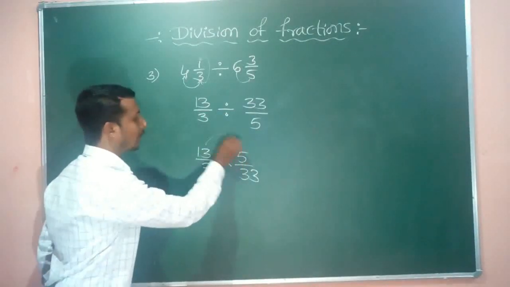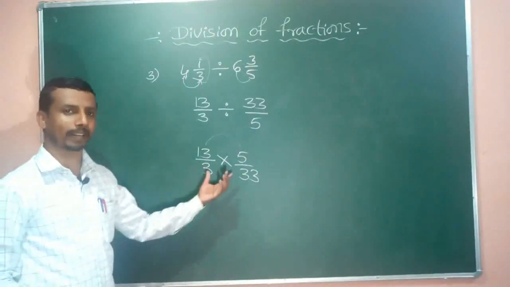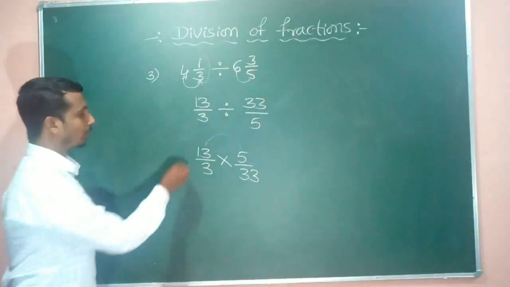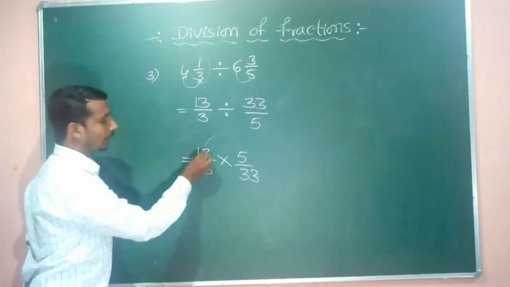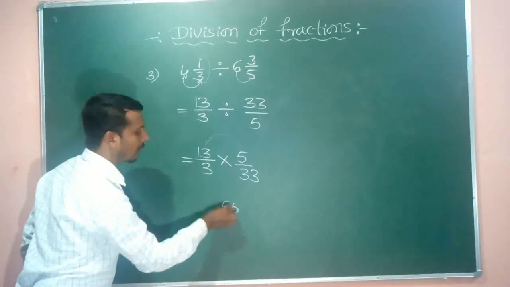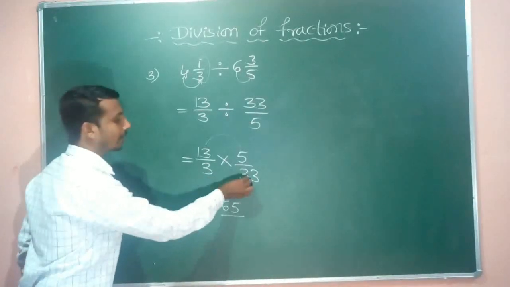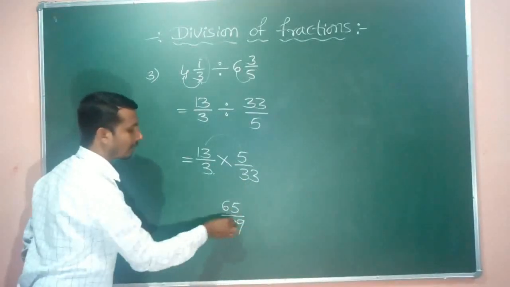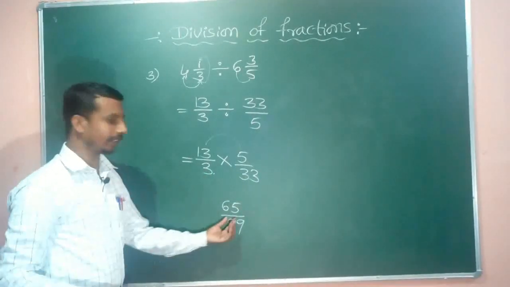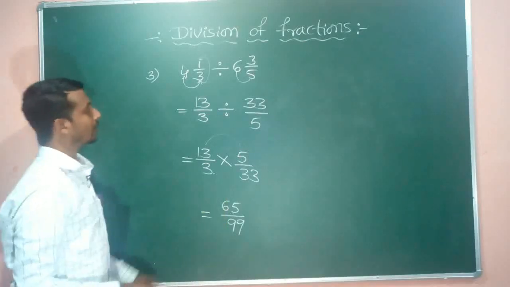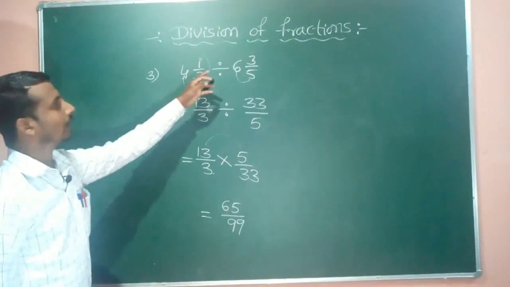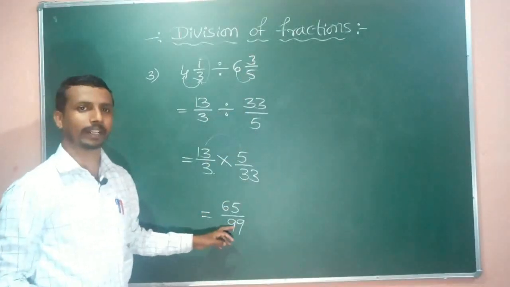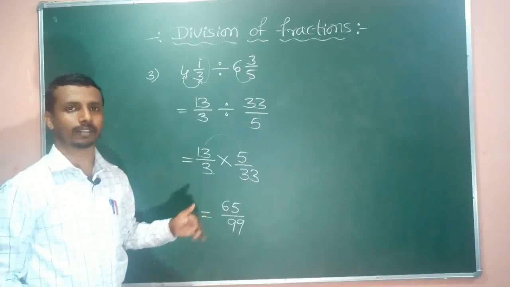Then next, we know that in multiplication of fractions, numerator into numerator and denominator into denominator. Then 13 fives are 65, dividing by 33 threes are 99. Therefore the division of 4 and 1 by 3 and 6 and 3 by 5 is 65 by 99, is the answer.